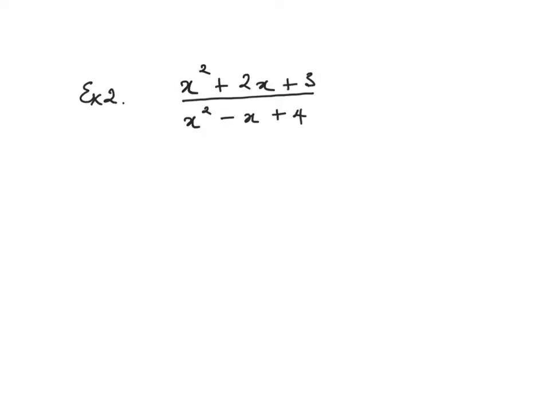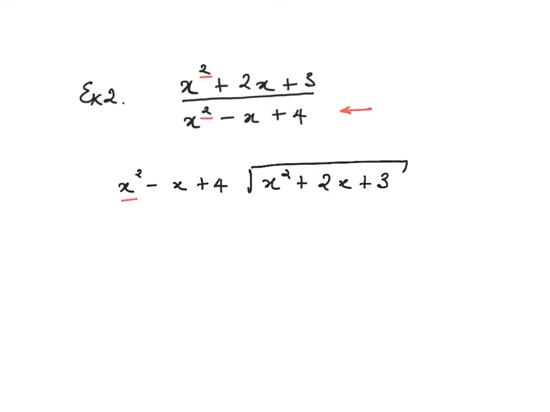Second example, this is still an improper rational function because the power here is 2 and the power here is 2. What we want is the power on the bottom line to be greater than the power on the top line. So we need to carry out a division. It's x squared minus x plus 4 divided into x squared plus 2x plus 3.